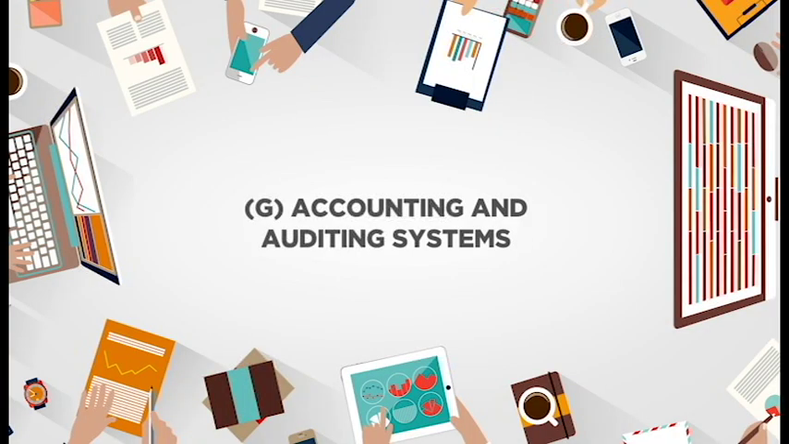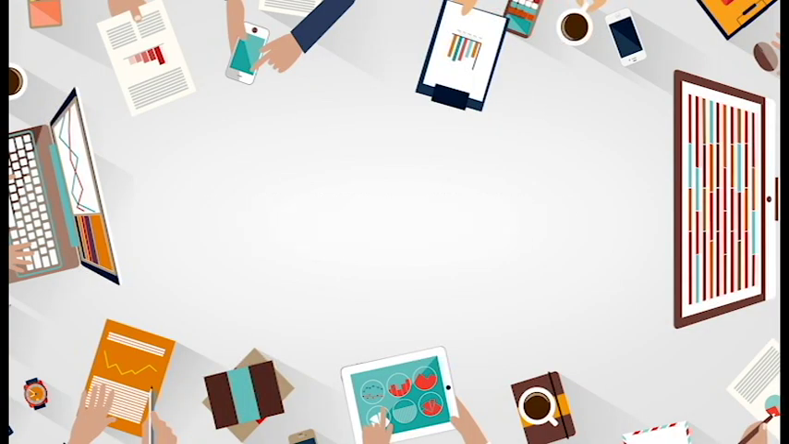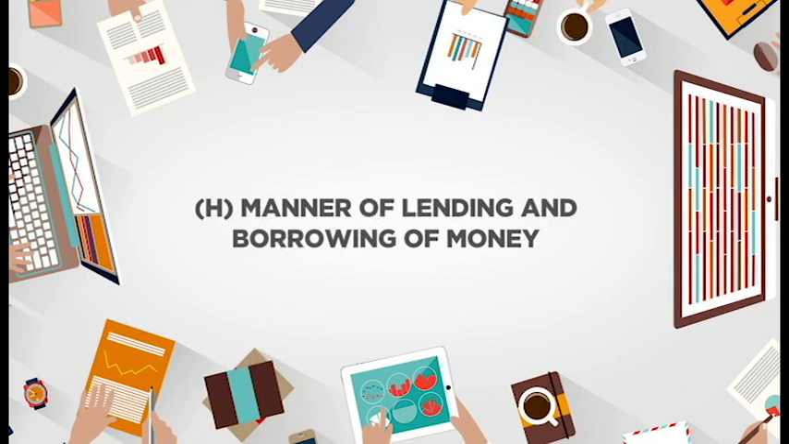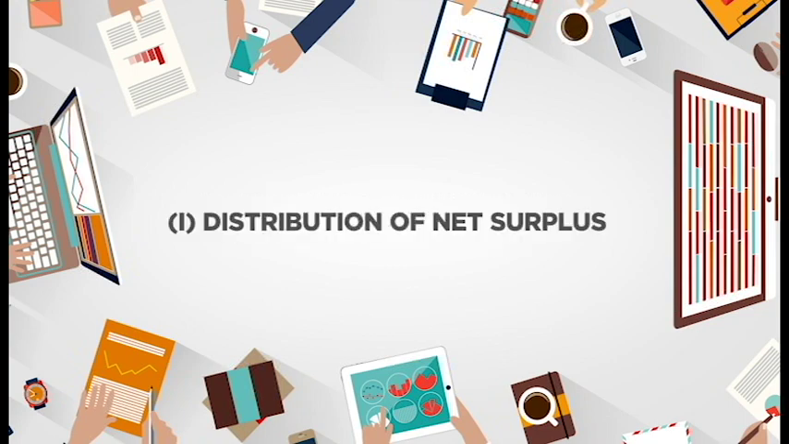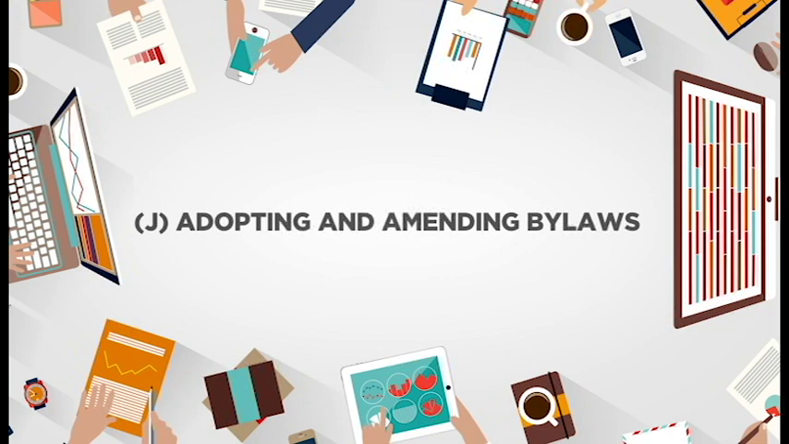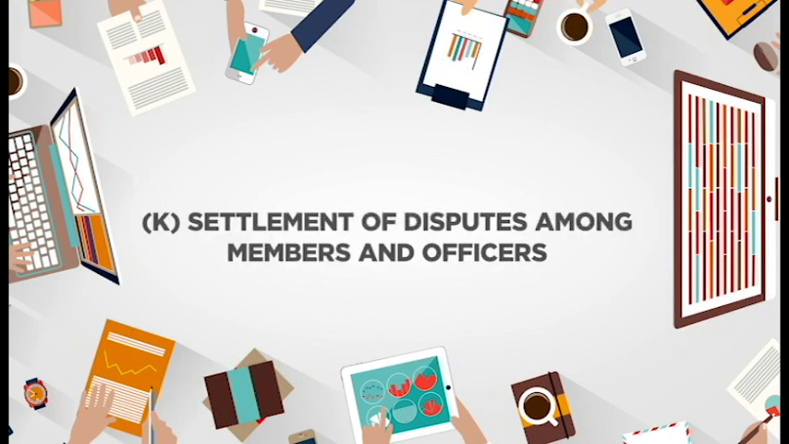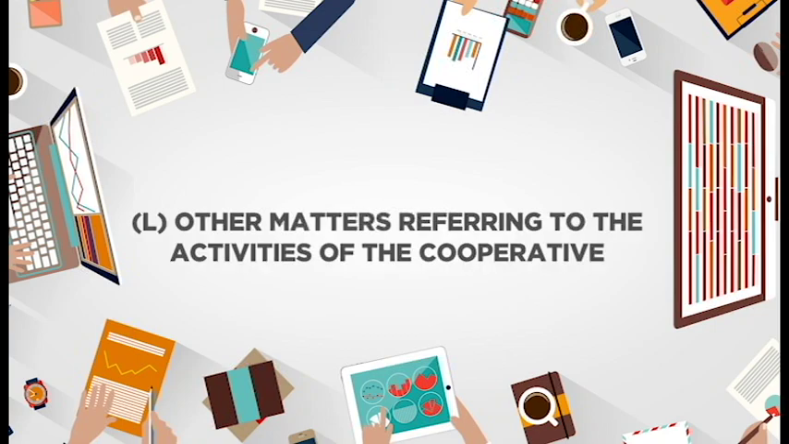G. Accounting and auditing systems. H. Manner of lending and borrowing of money. I. Distribution of net surplus. J. Adopting and amending bylaws. K. Settlement of disputes among members and officers. L. Other matters referring to the activities of the cooperative.